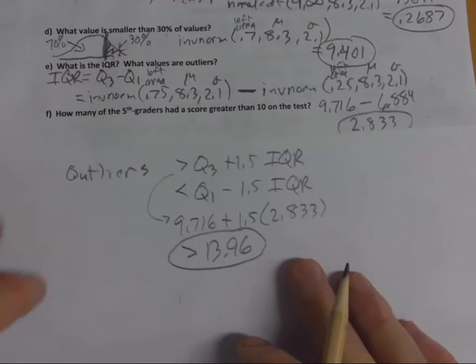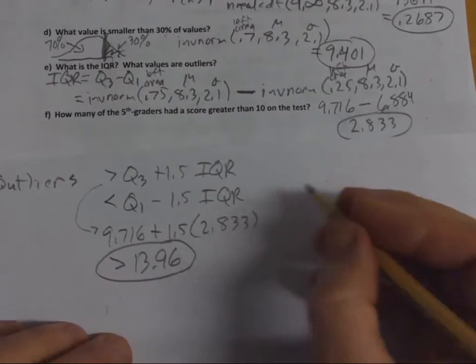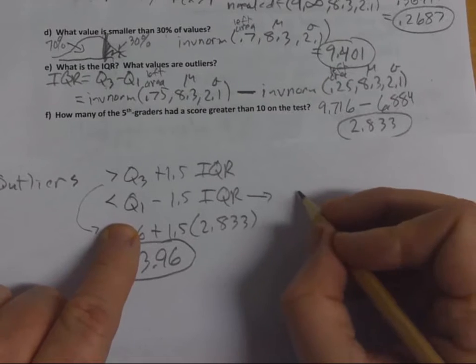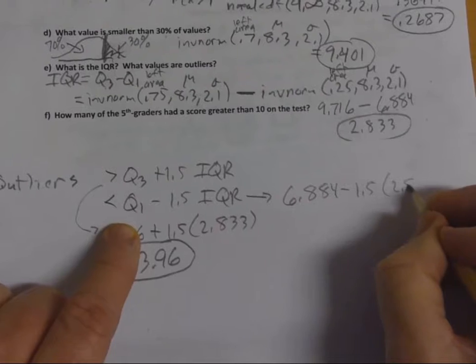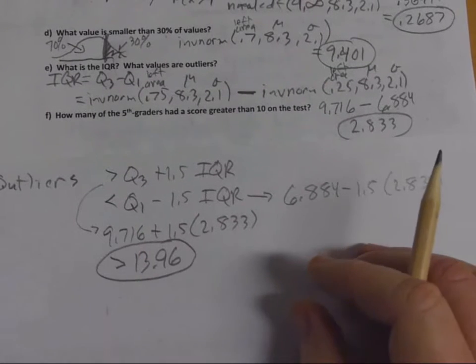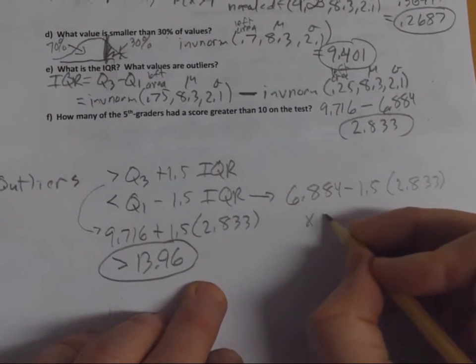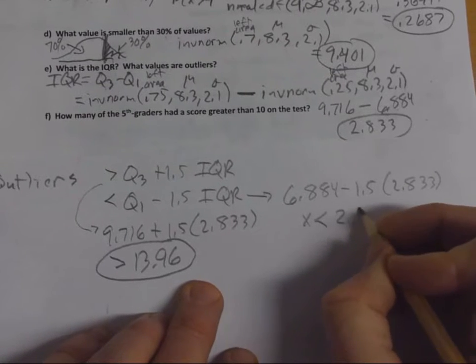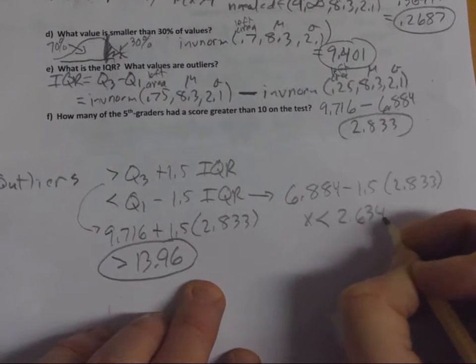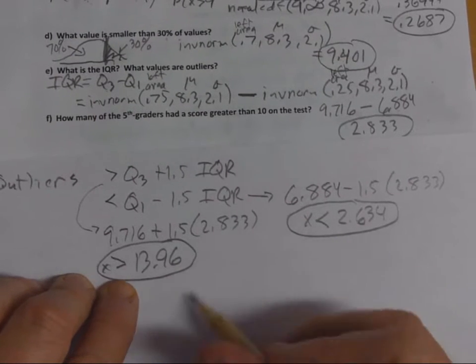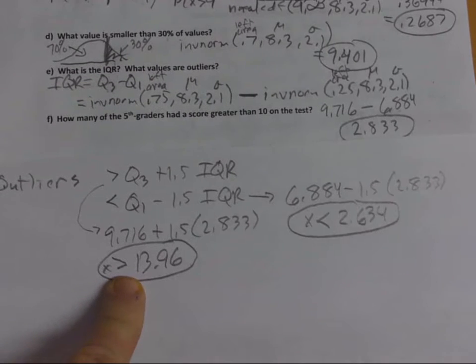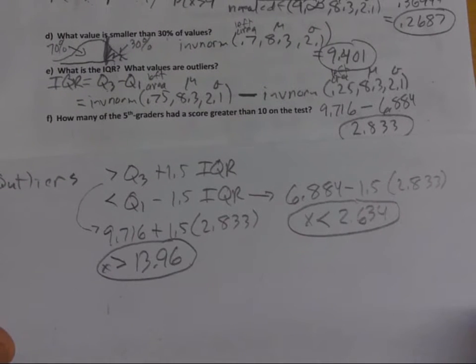Or if we did this on the lower end, it's going to be Q1, which is 6.884 minus 1.5 times 2.833. And that is going to be anything less than 2.634. So anything greater than the upper value or less than the lower value are outliers, as we would call them, greatly unusual values that are outside the pattern of the other numbers, really unlikely to happen.